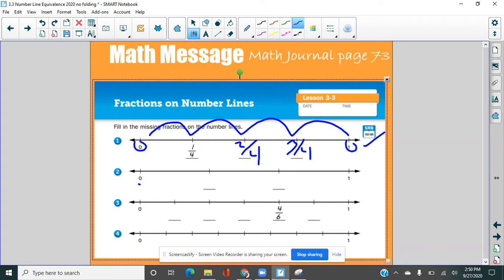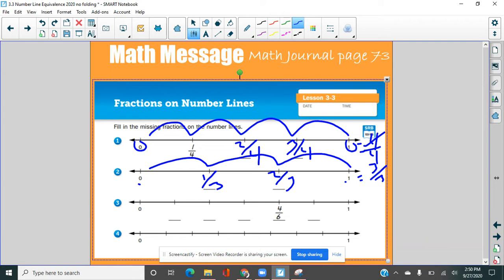So here's the 0, here's the 1. Let's count the jumps. 1, 2, 3. So this number line is cut into 3 pieces. So this would be 1/3. And you know what this would be? 2/3. Now, where's 3/3? Well, it's over here. Just like this, we could say 4/4 is equal to one whole, right? Remember when we had all 4 of the yellow fraction circles? Same thing, right? So this one whole would be the same as 3 out of 3 jumps.